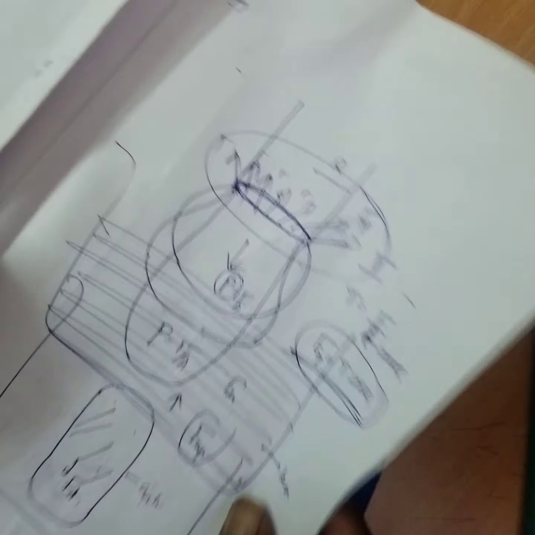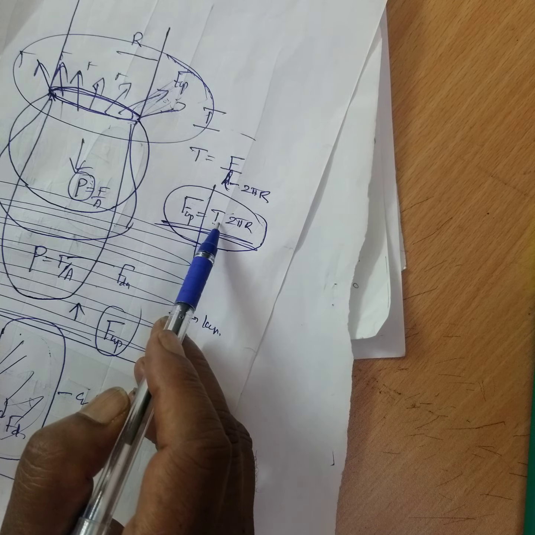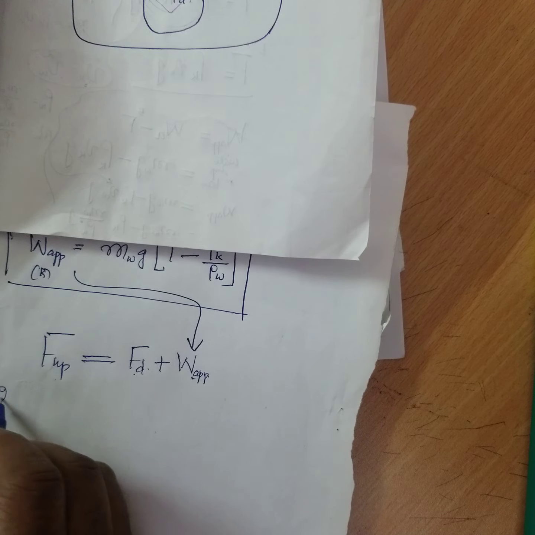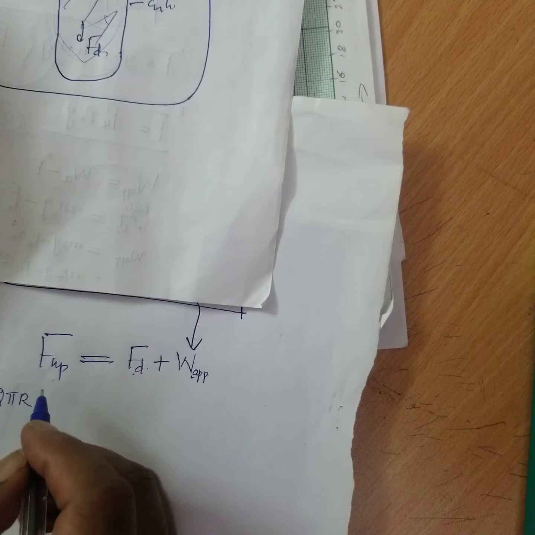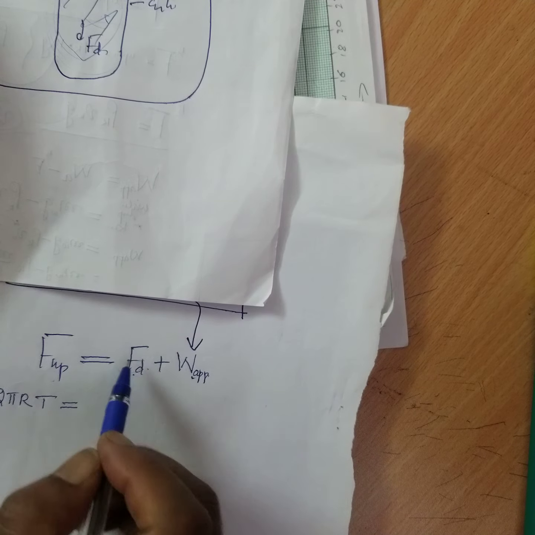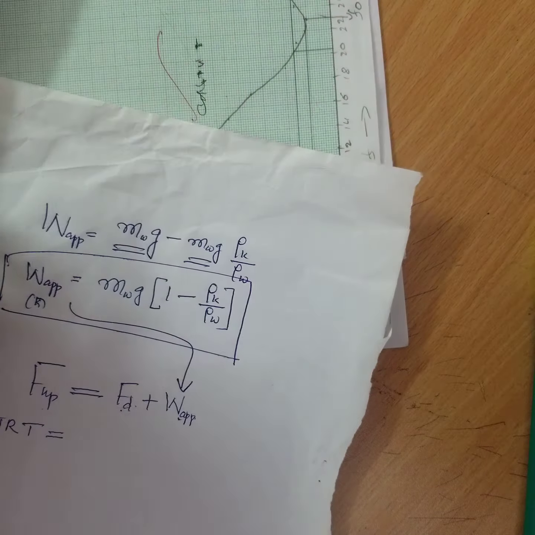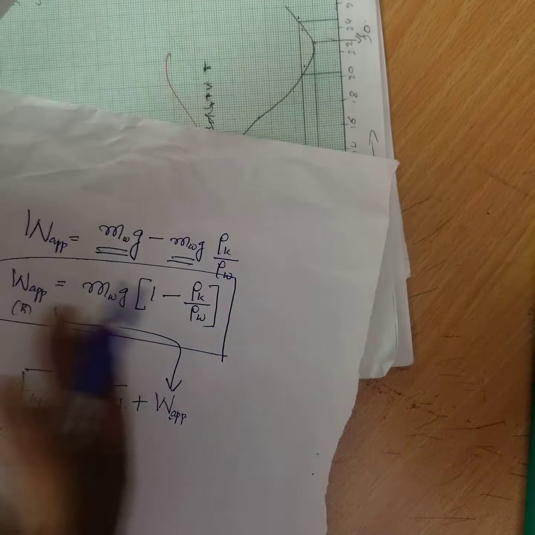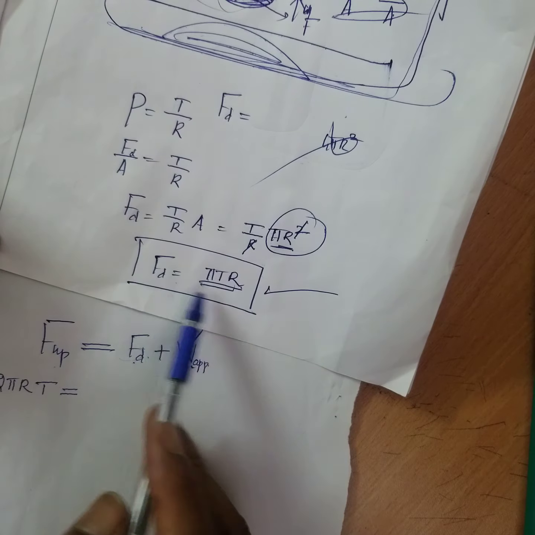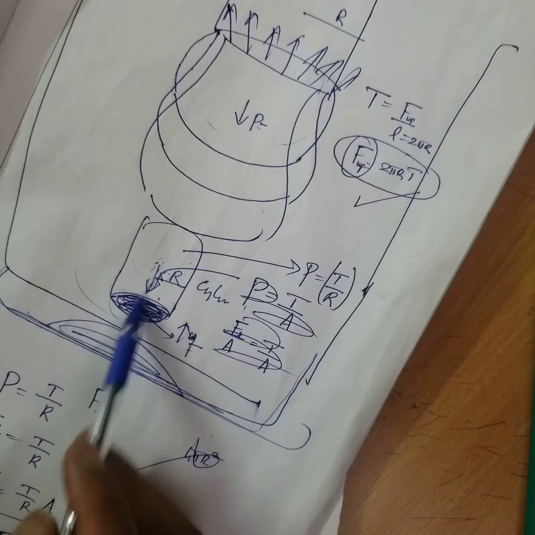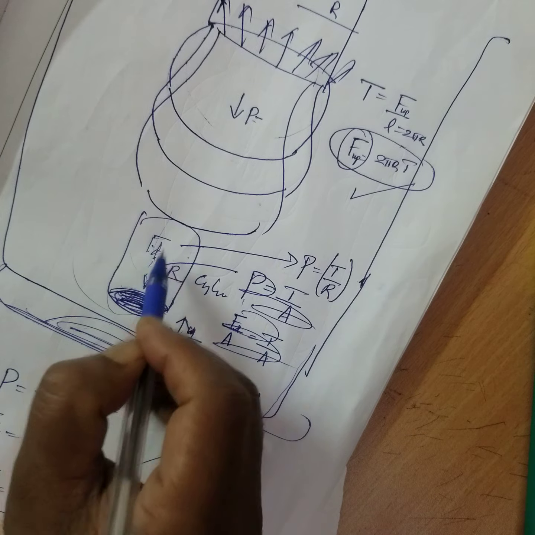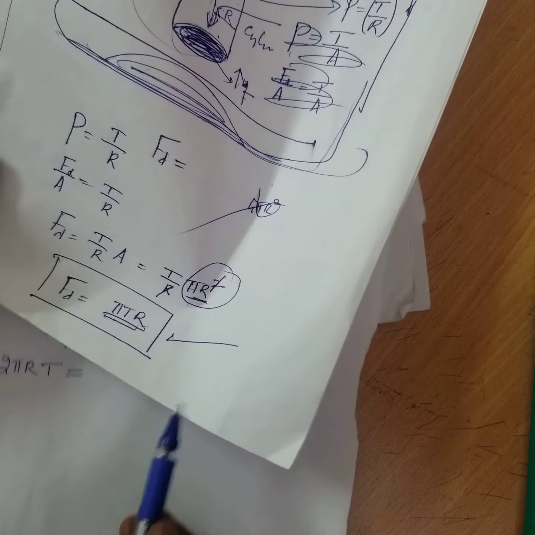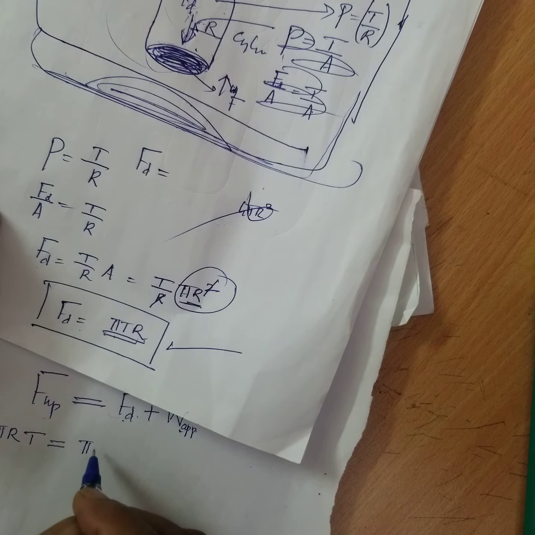What is the upward force? 2 pi r into t. That is, 2 pi r into t is equal to downward force. What is the downward force you give it? What is the downward force you have done? You already have done this. Downward force, this is the downward force acting. The downward force we have calculated is pi r t, whatever it is.